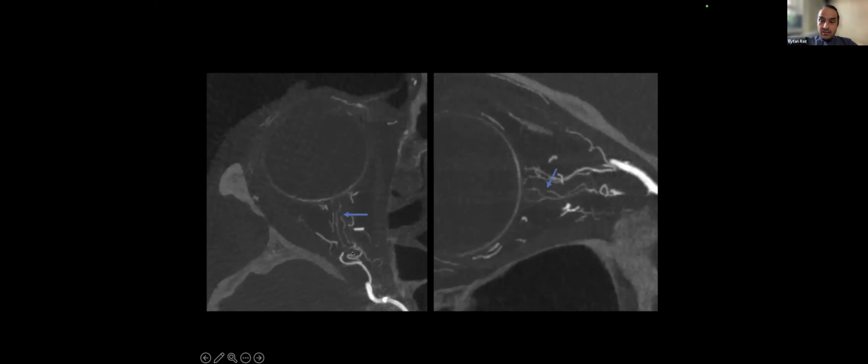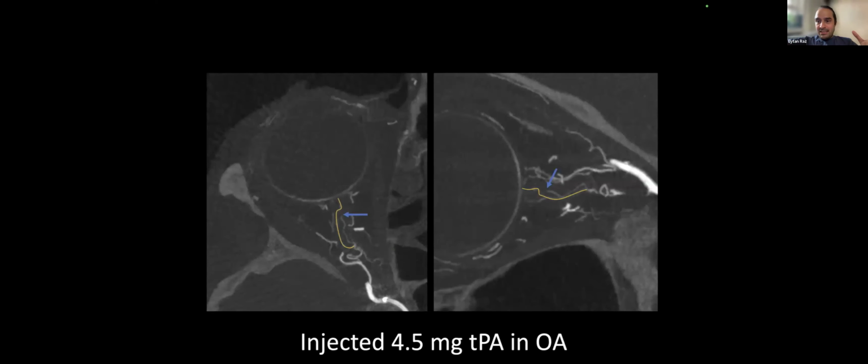And interestingly, you see the cutoff, and there is reconstitution later from another branch of the central retinal that runs along the nerve and then gets at the level of the nerve more distally, which is reconstituting. This is what we're seeing here. It's something that we're extremely familiar with in the brain. This is collateral filling distally to a point of occlusion.